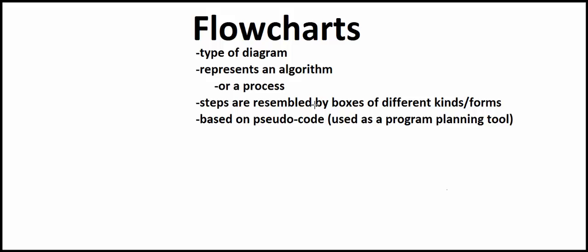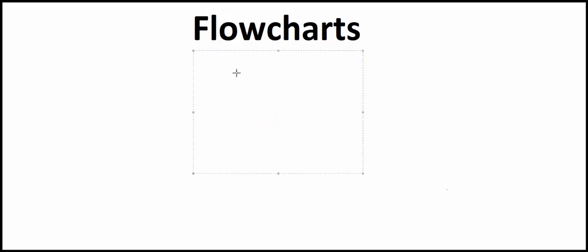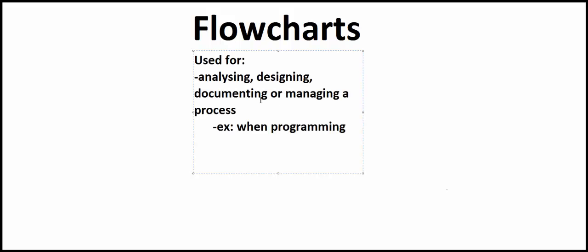Now I will explain what they are used for. Flowcharts are used for analyzing, designing, documenting, and/or managing a process. An example would be a plan for a program you want to code. An algorithm or a process should be designed before programming it. Flowcharts help visualize a process. This can help to find flaws or exploits in the code.